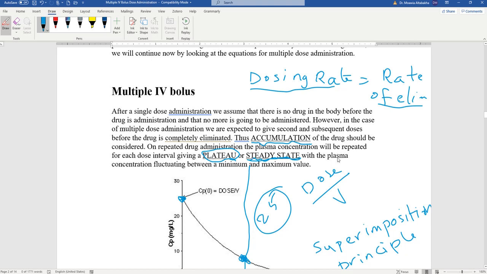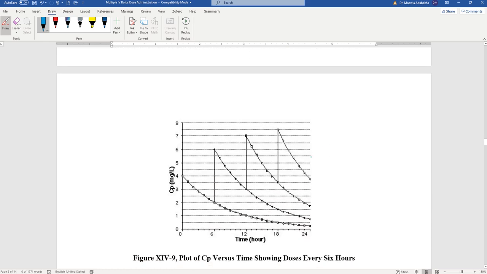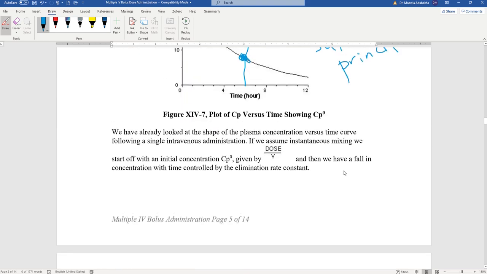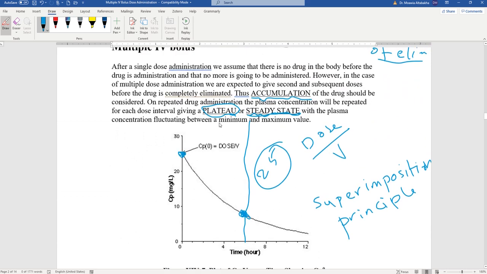where concentrations, let's go back here, will be fluctuating between two concentrations, which are CP minimum and CP maximum. So we will reach a stage where the concentration is fluctuating between CP maximum, here is CP maximum, and CP minimum. It will be repeated. During this stage, what happens? The dose you have injected is getting eliminated.